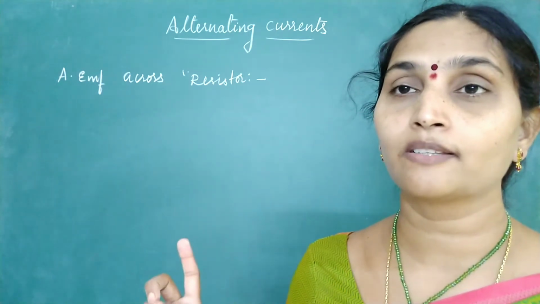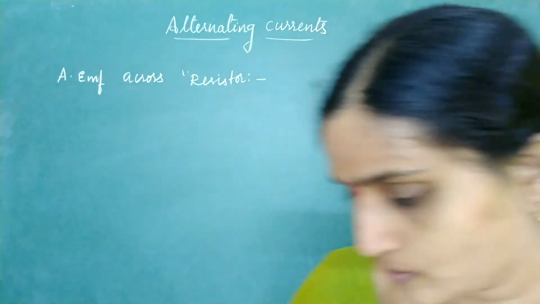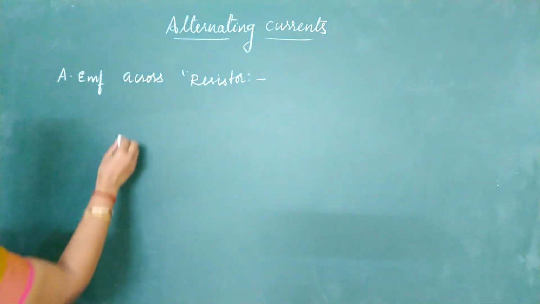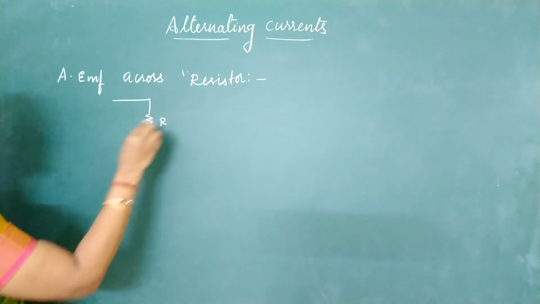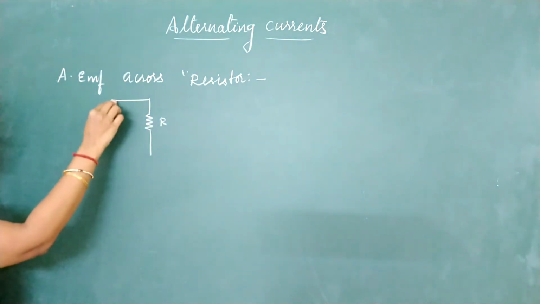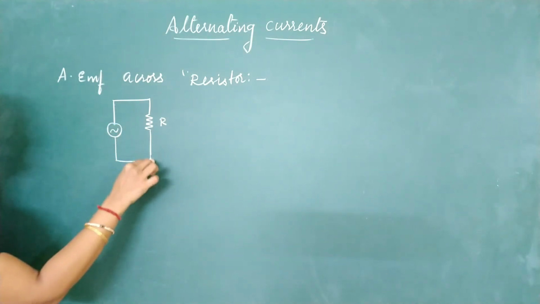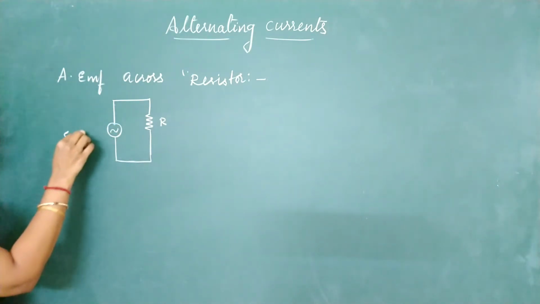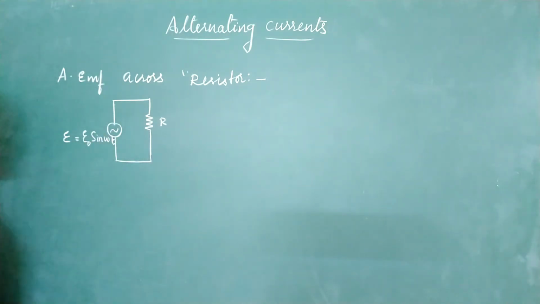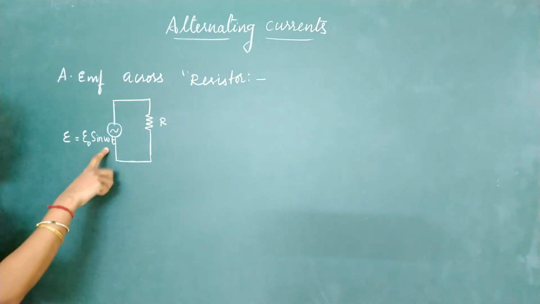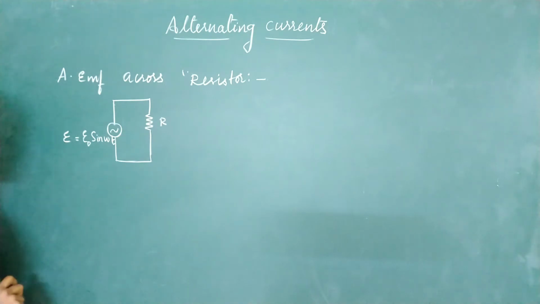So first I'll begin with the behavior of a resistor when you connect it to an alternating EMF. To start with, assume that I'm taking a resistor whose resistance is capital R, and I'm going to connect it to an alternating EMF, which is represented by the relation E0 sine omega t. This input is sinusoidally varying with time, so this is an alternating source of EMF.